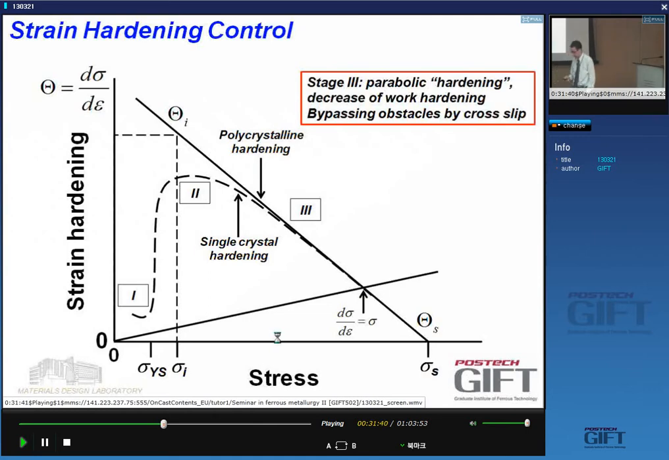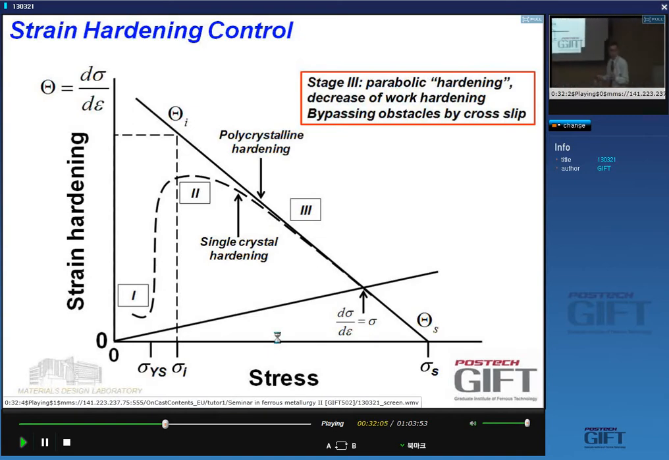Yes, you're in stage three. You're in this stage of cell forming. If you compare the strain hardening as a function of stress, and you look at the single crystal, so easy glide, you had very low strain hardening, and then you have a very high strain hardening in stage two. Yes, that is actually the only time that you get strain hardening.